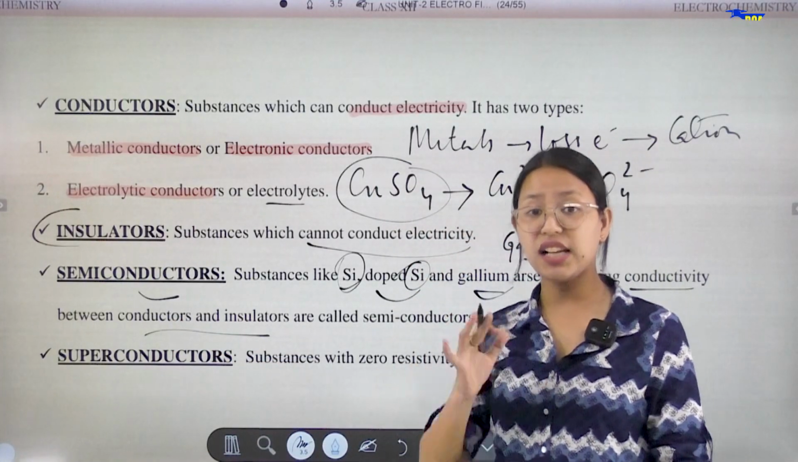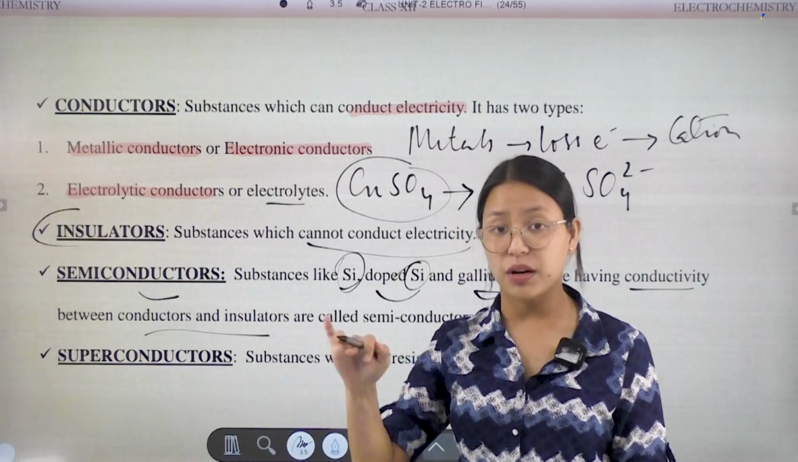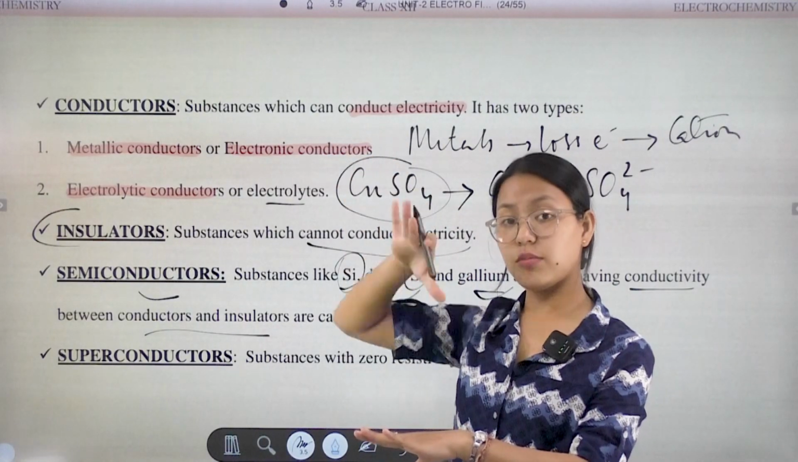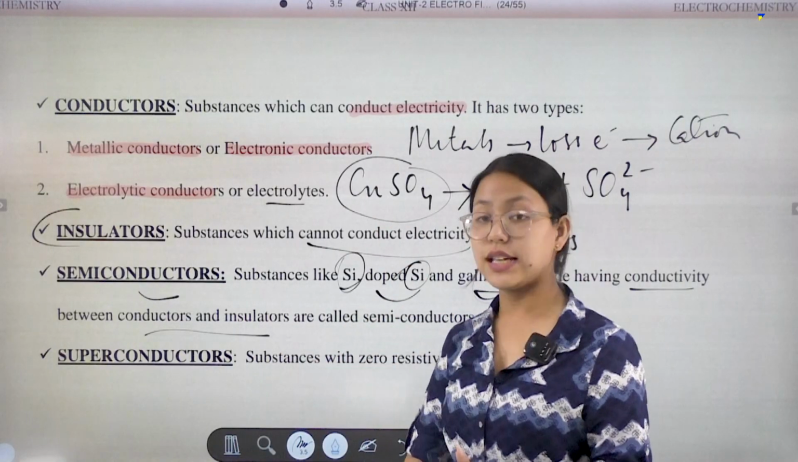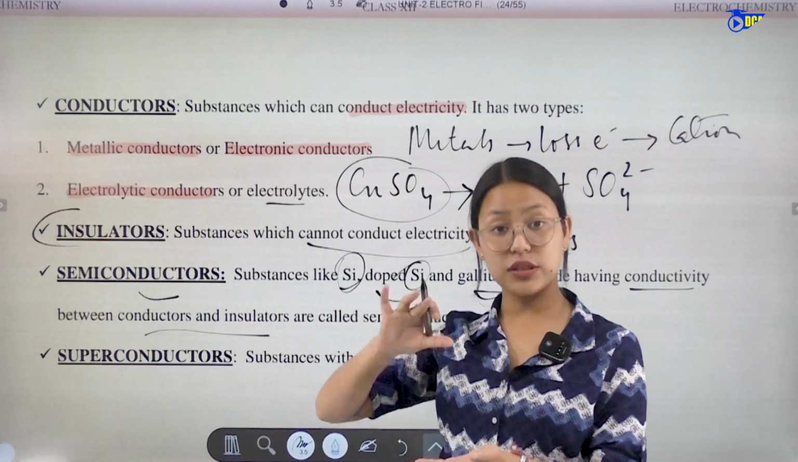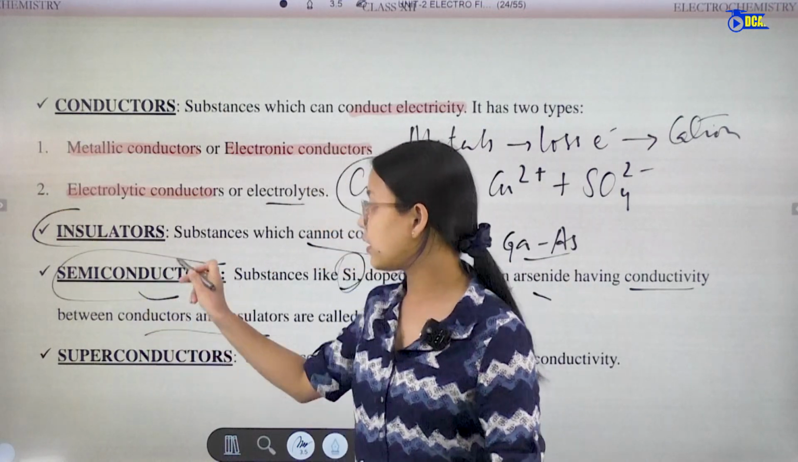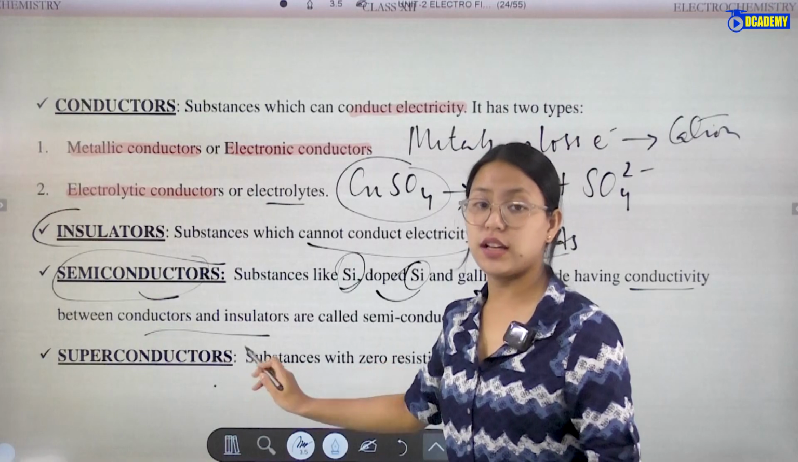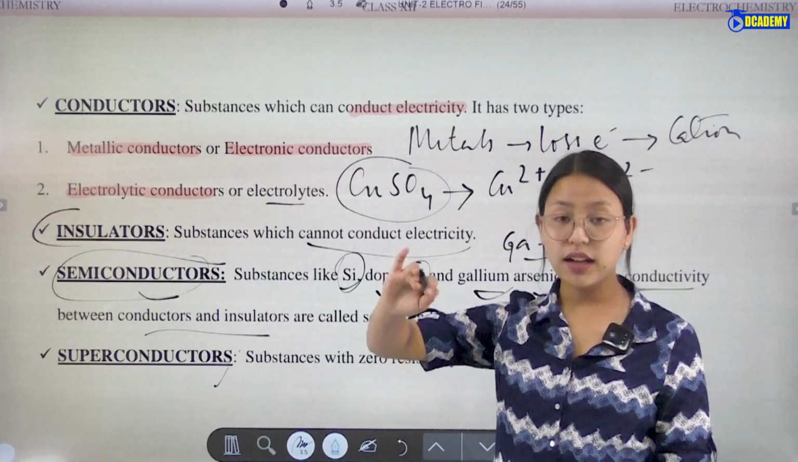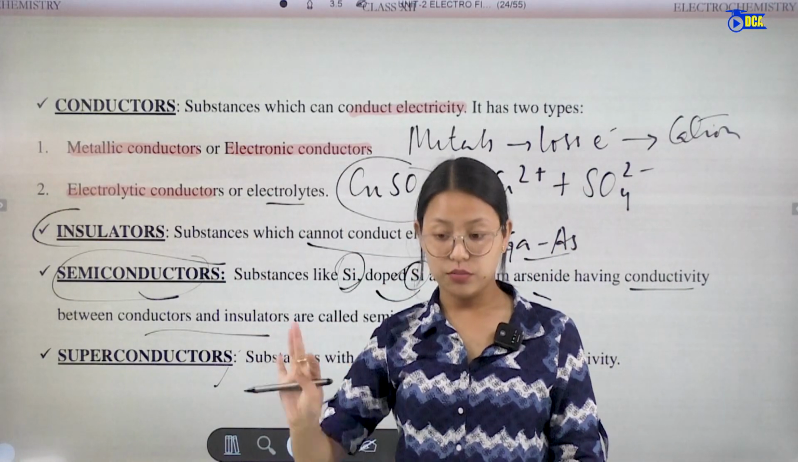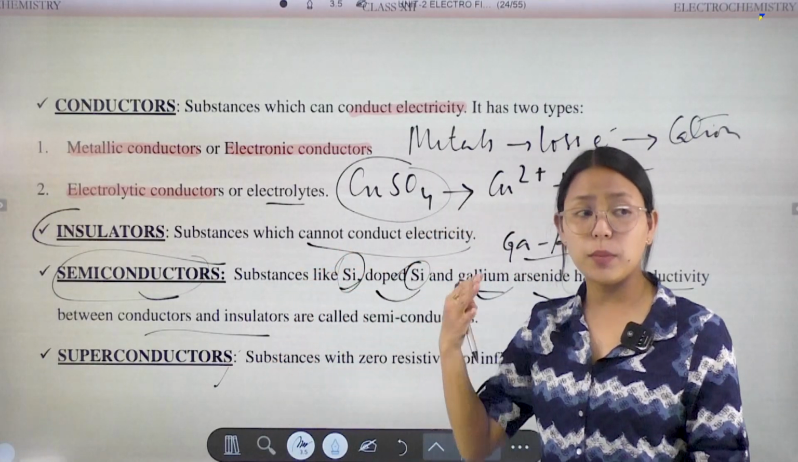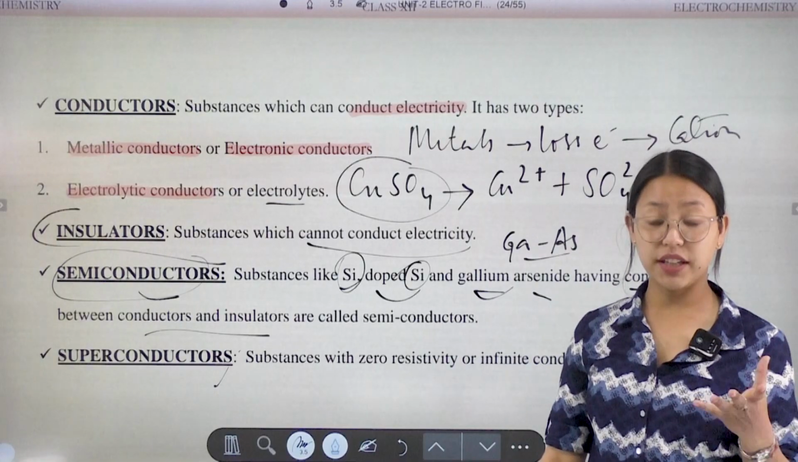Its conductivity lies in the range between conductor and insulator. It is neither an insulator nor a conductor, but in between the two, and that is the semiconductor. Then what about the superconductor?